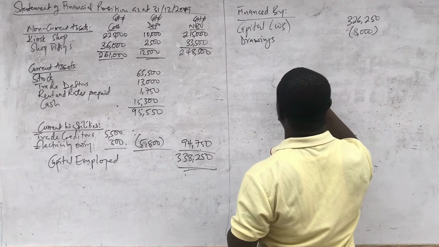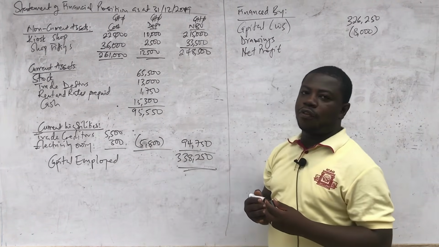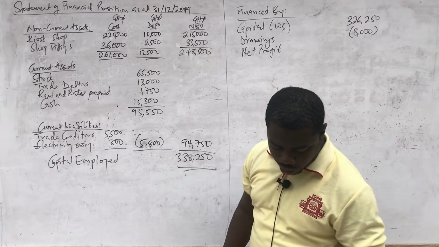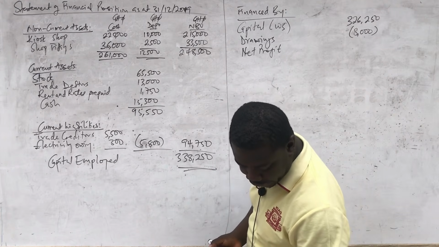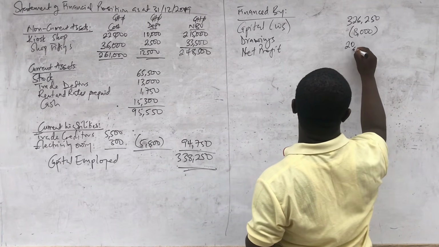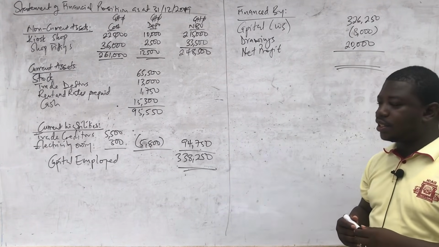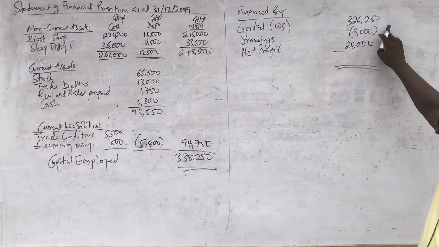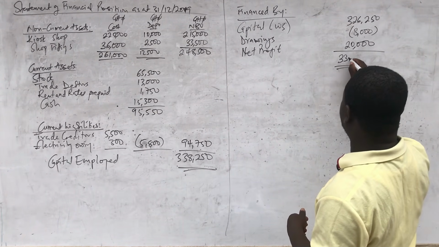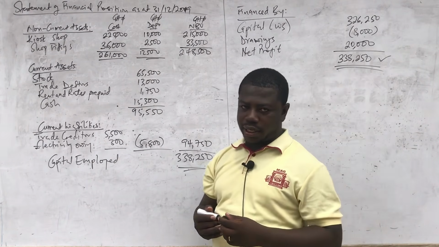So we subtract that and then we add our net profits. Now the net profit is what we had from our income statement. And from the income statement, our net profit was 20,000, if you could remember. Okay, so there was 20,000 net profit. And when we add this, there was no long-term liabilities. And so when we take out the drawings and we add the net profit, we are going to have a total of 338,250, meaning that it has balanced.